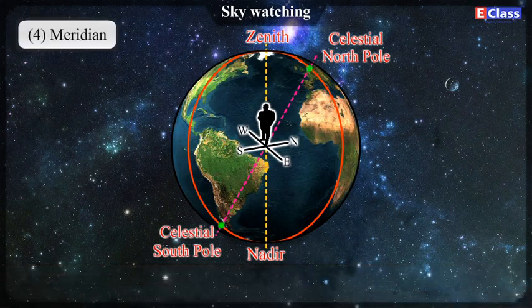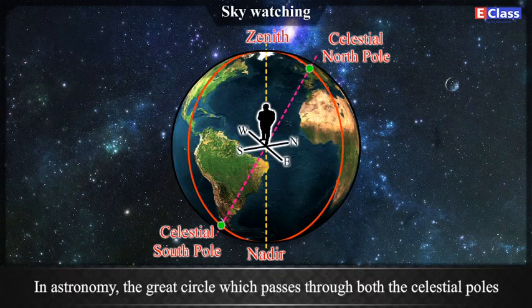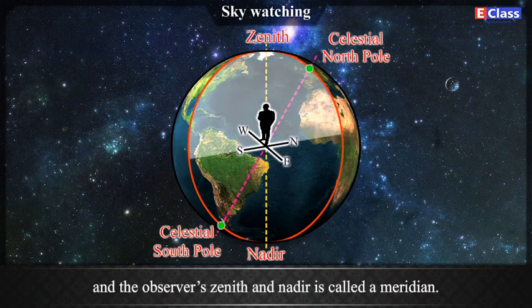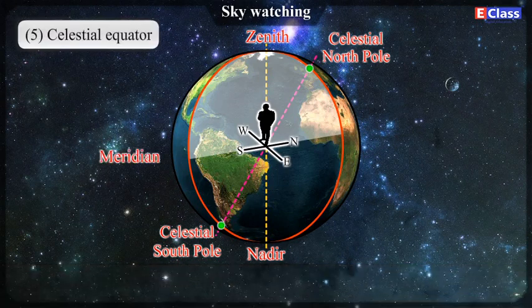4. Meridian. In astronomy, the great circle which passes through both the celestial poles and the observer's zenith and nadir is called a meridian.